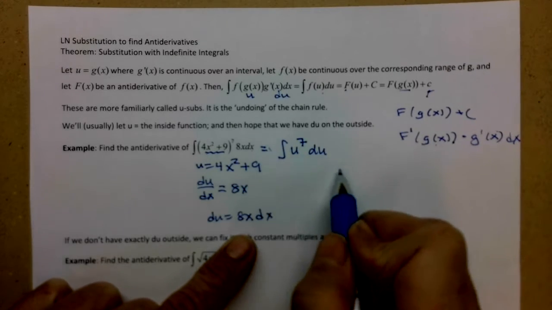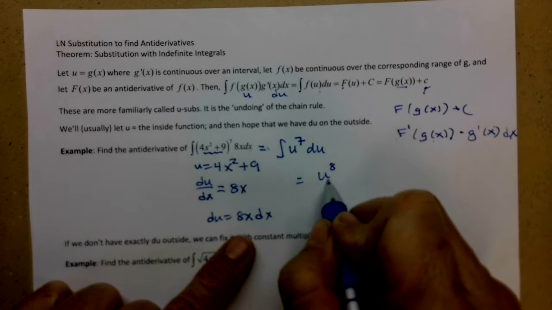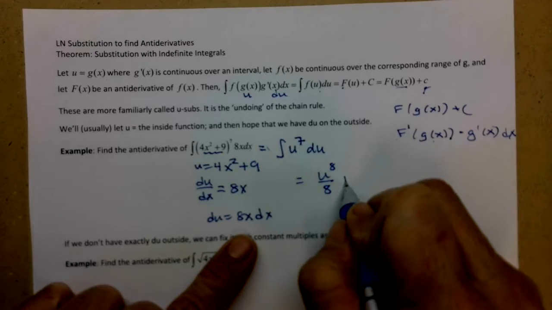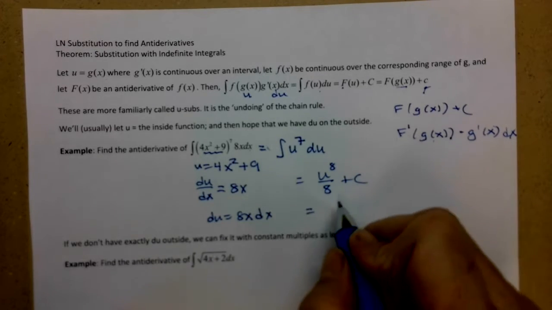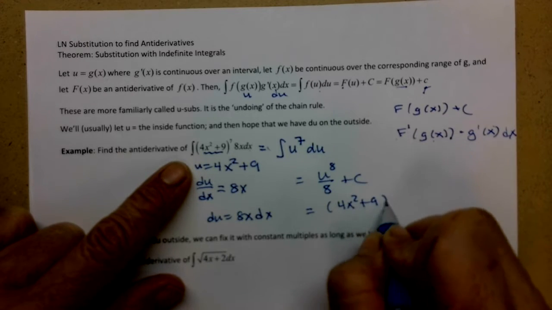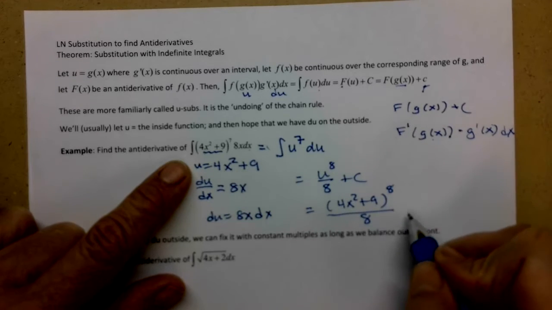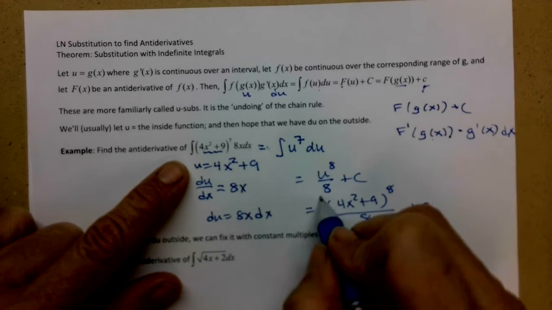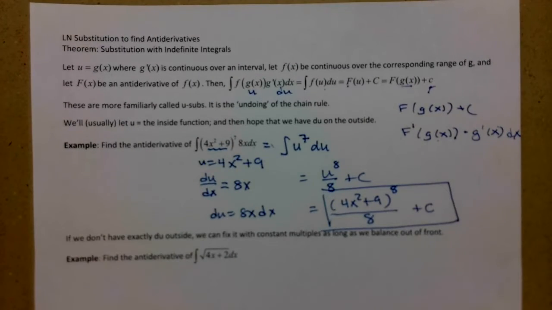Using the power rule to find the antiderivative, we'll get u to the 8th over 8, plus c, and then back to x's. So u is equal to 4x squared plus 9, all of that is over 8. Oh, that's raised to the 8th. Thank you. And then plus c. Okay, that's a U sub.